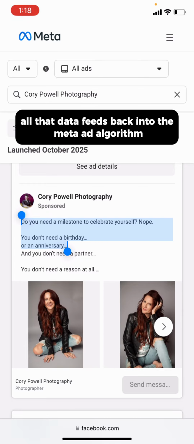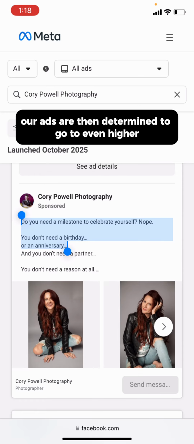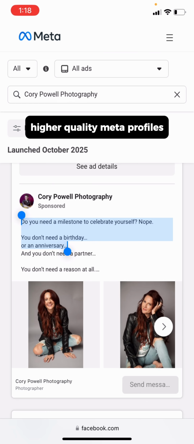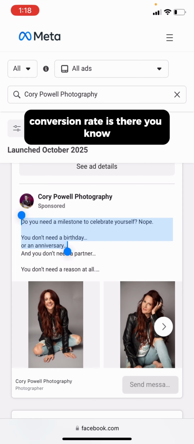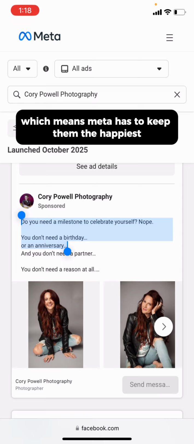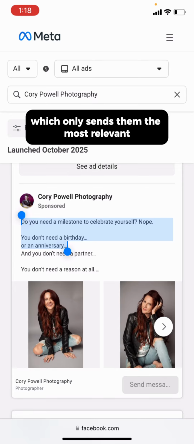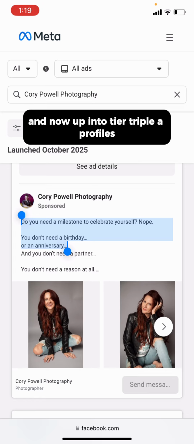All that data feeds back into the Meta ad algorithm. For tranche 3, our ads are then determined to go to even higher quality Meta profiles, AAA quality Meta profiles with a higher global, master, account level conversion rate. These are basically the best Meta profiles, which means Meta has to keep them the happiest, which only sends them the most relevant, most proven ads, proven through tier A profiles, tier AA profiles, and now up into tier AAA profiles. Same ad spend, even better results.